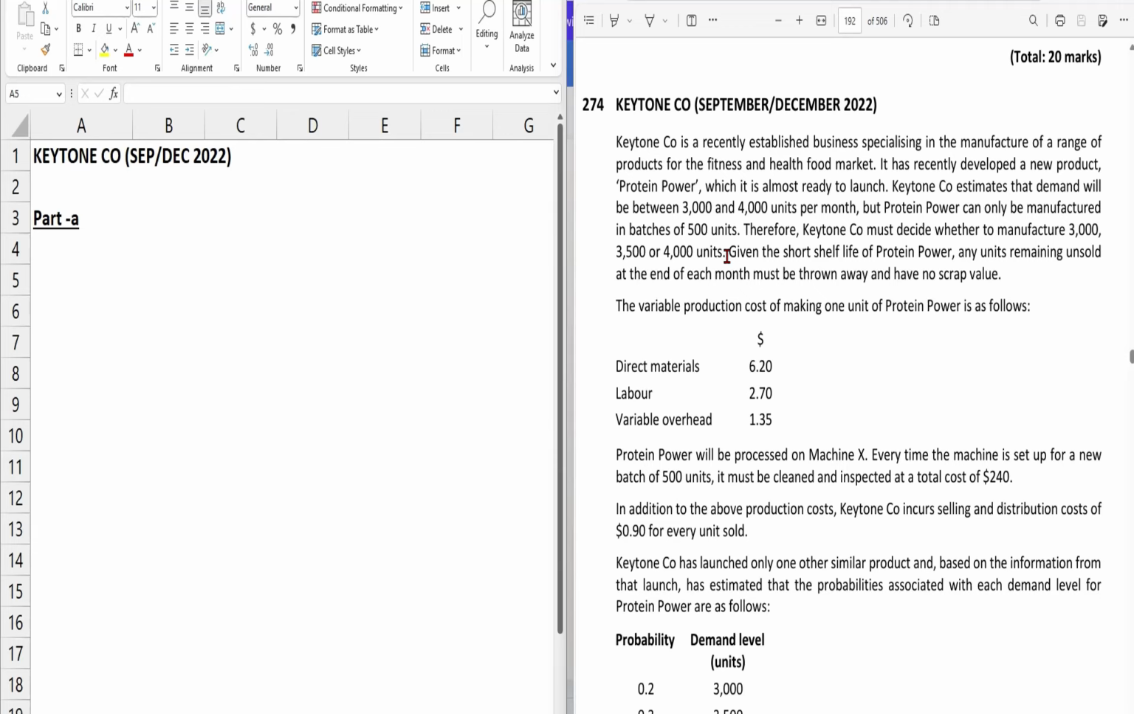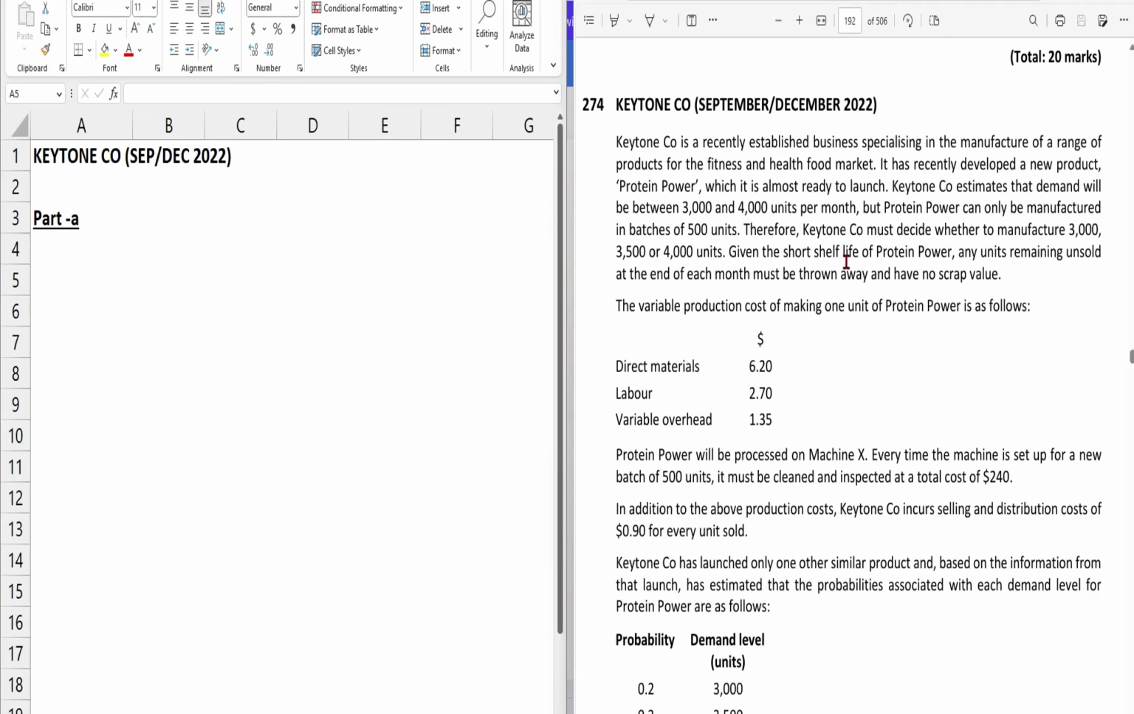So in one lot they can produce 500 units, and therefore they have decided to manufacture 3,000, 3,500 or 4,000. If they manufacture 3,000, how many batches will they produce? 6 batches. Similarly for 3,500, 7 batches, and for 4,000, 8 batches. In this way they will produce the protein power.